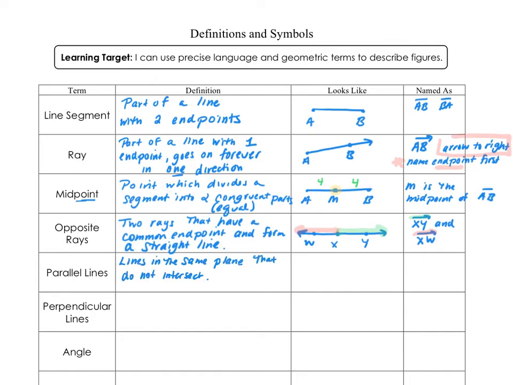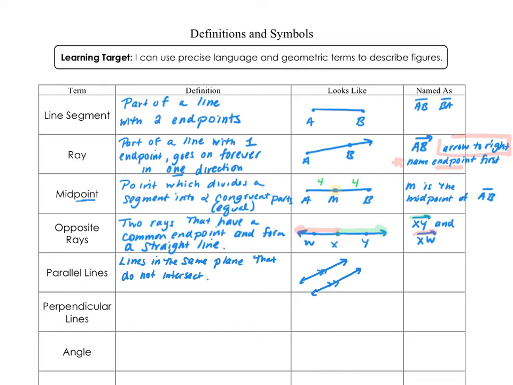Okay, our next definition, parallel lines, something that you are probably familiar with. They're lines in the same plane that do not intersect. And to draw parallel lines, just do your best to show that they're never going to intersect. And then what you're going to see are little arrows on the lines to show that they're parallel.